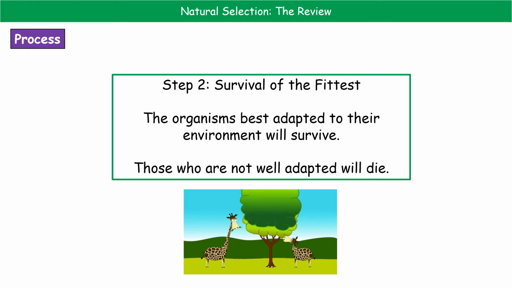Step 2 of natural selection is what we term survival of the fittest. Now, foundation papers, you tend to get a 1 mark if you've not got anything else for the phrase survival of the fittest, but it's a good way to remind you of what stage 2 is. The best way to do this though is to actually give the 2 sentences underneath. The organisms that are best adapted to their environment will survive, whereas those who are not well adapted will die.